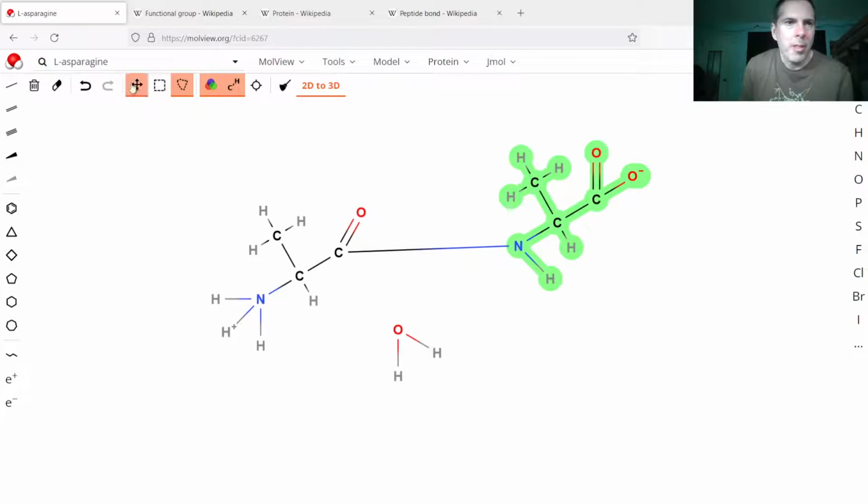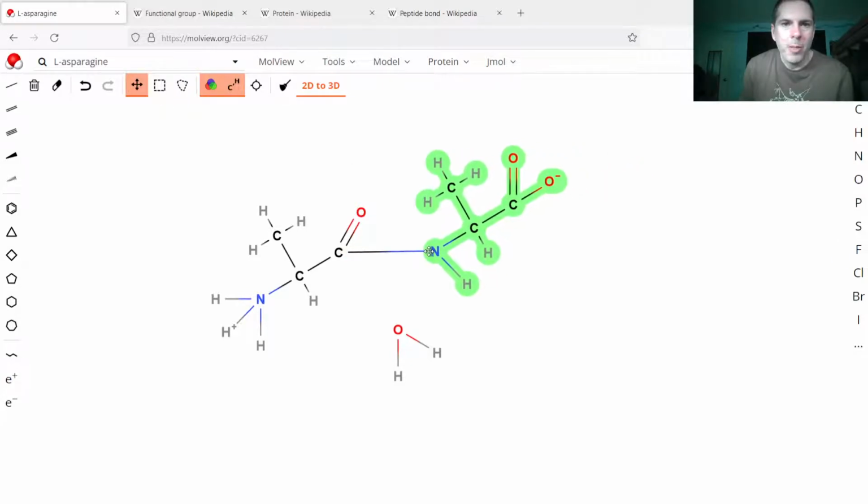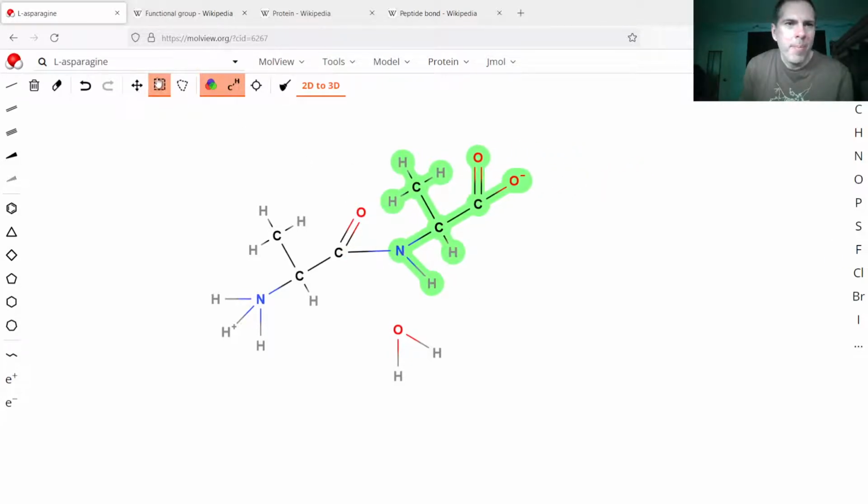Let me just bring them a little closer to each other. So I misspoke and said that the protein backbone was just alternating nitrogen, carbon, nitrogen, carbon. But you can see that's impossible because you need a carbon that has the side chain on it. So it's going to be nitrogen, carbon, carbon, nitrogen, carbon, carbon.